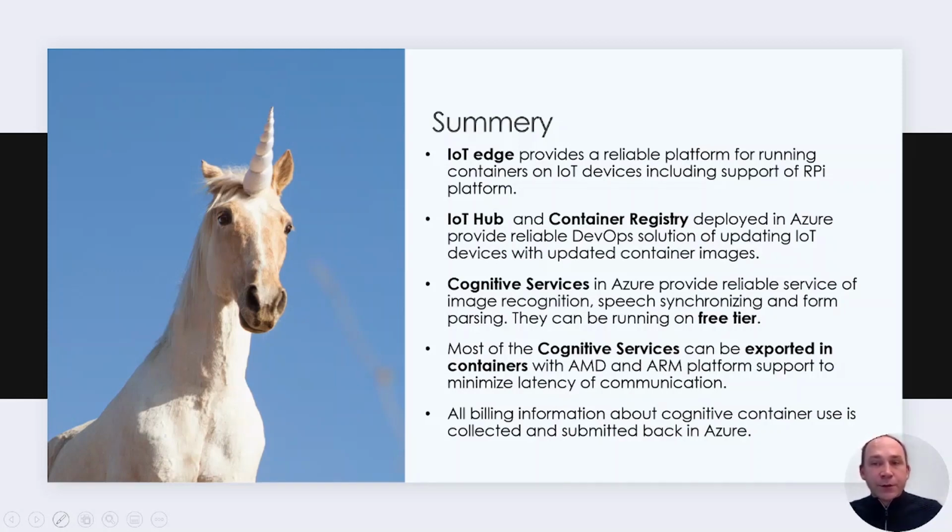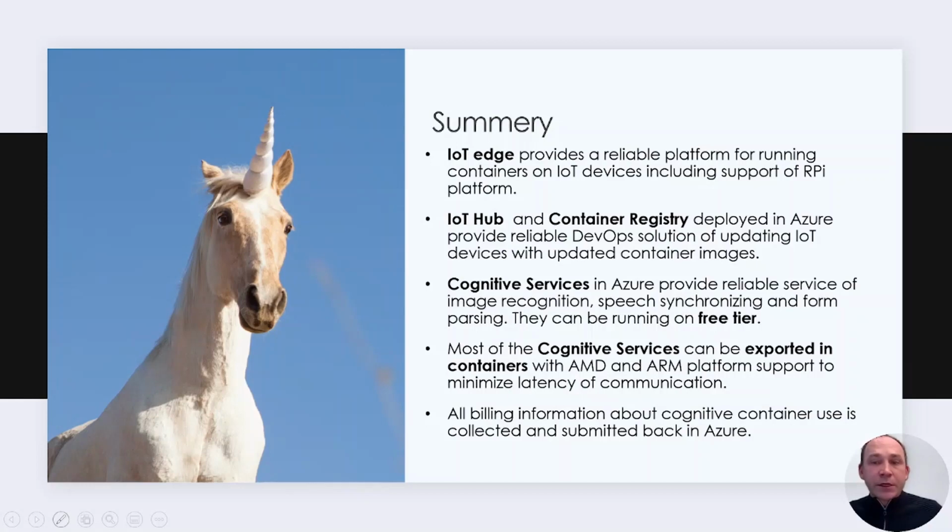Most of the Cognitive Services right now support export in containers for the AMD64 platform, so we can run them easily on laptops, on servers, locally, and let the Raspberry Pi connect to a local gateway and to those services. Some of the containers support export for the ARM platform, like Custom Vision, which I previously demonstrated with the fruit detector. The ARM platform allows you to spin this container on small devices like a Raspberry Pi.